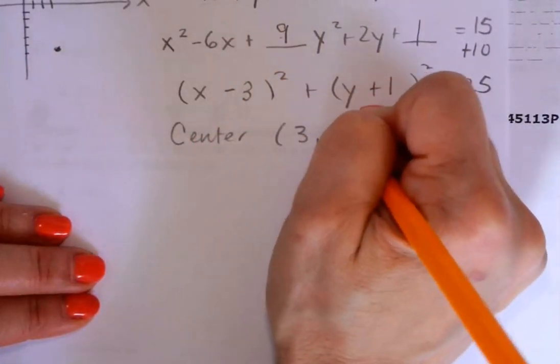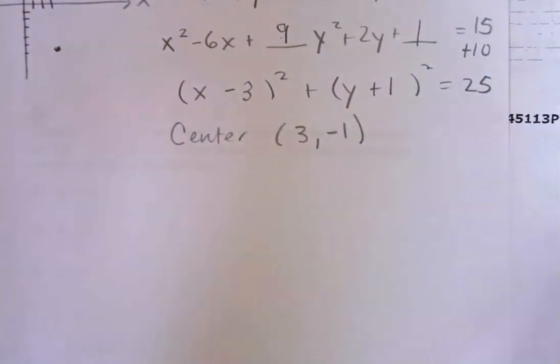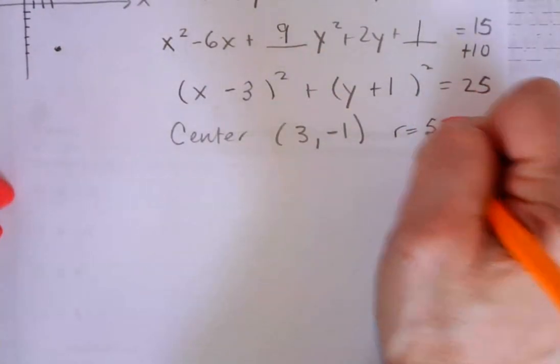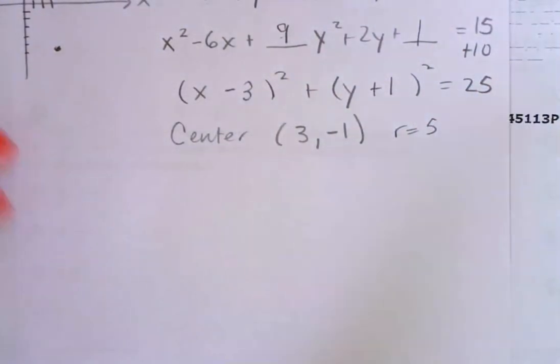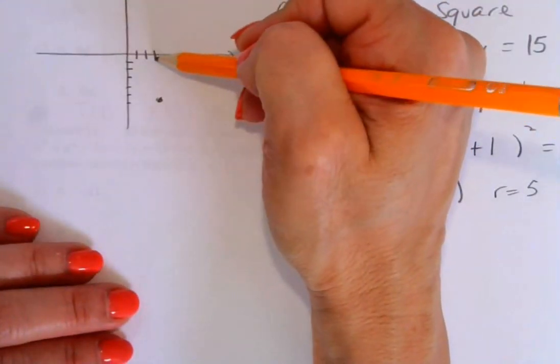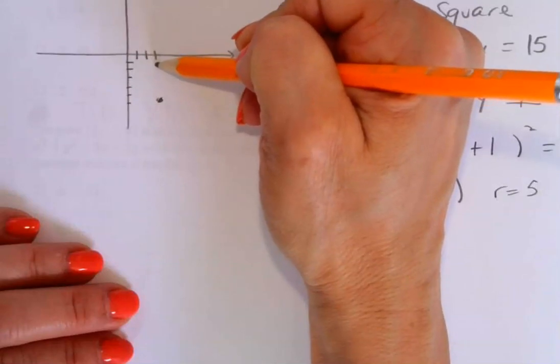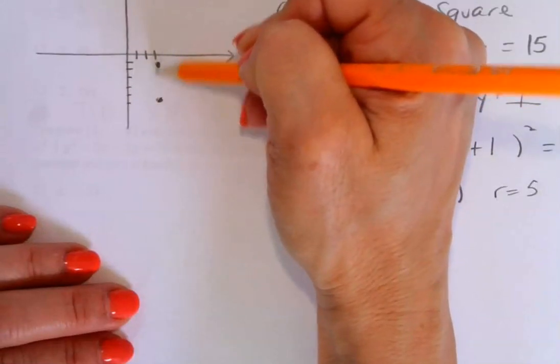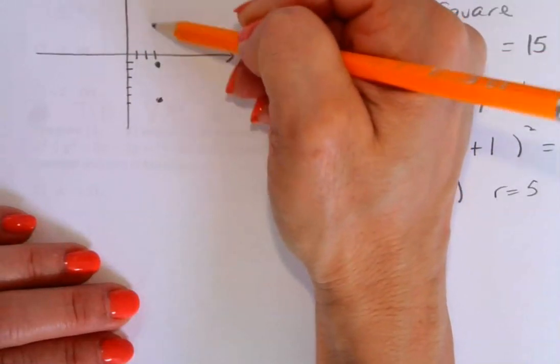Alright, so now that we have this form, we know that the center of the circle is going to be (3, -1). We also know that the radius is equal to 5. So if we put the center on our graph, it's right here. This is the center, so that works out. It's on the same x.